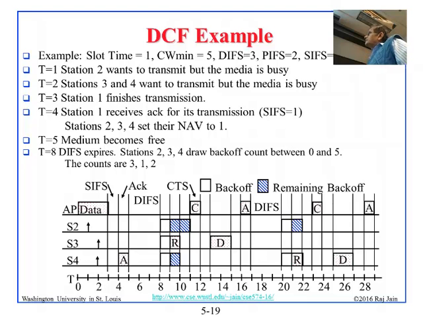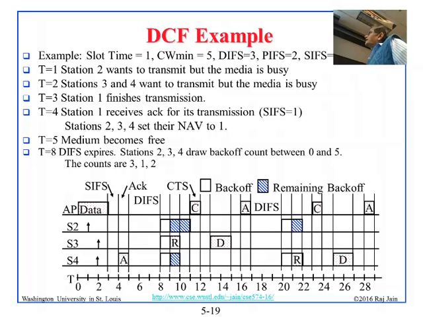Now they have to wait for DIFS and sense the medium. DIFS is 3, so they wait for 3. At 8, they all sense the medium. At t equal to 8, the DIFS expires. Stations 2 and 3 send an RTS, and then they will collide. They draw a random number between 0 and 5. Why between 0 and 5? Because CW min is 5. Let's say, as an example, the counts are 3, 1, and 2.